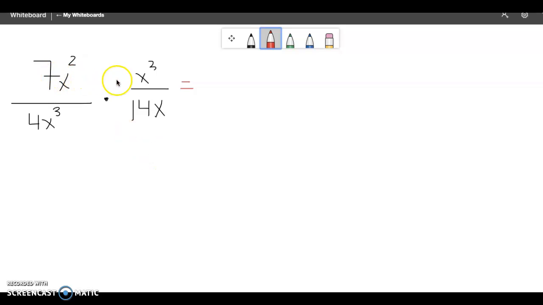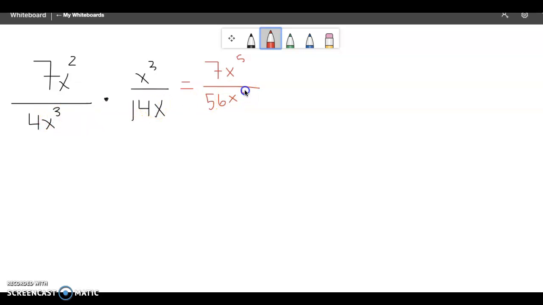So what we have is 7 times the coefficient of 1, which is just 7. And then when you multiply variables with exponents, you add them together. So x squared times x to the third, 2 plus 3, is 5 x's. Then in the denominator, we have 4 times 14, which is going to be 56. And then x to the third times x, or 3 plus 1, is 4 x's.